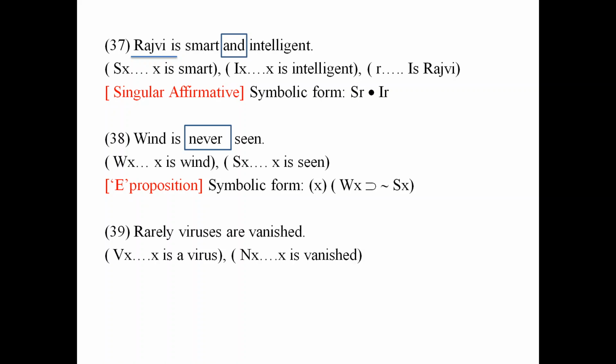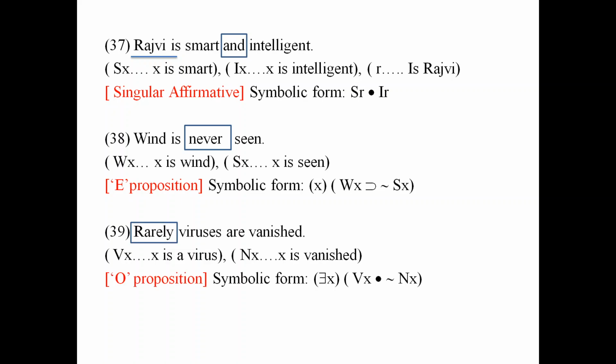39th, rarely viruses are vanished. Here rarely is the word, so it's with two classes, it's an O proposition. So symbolic form is existential quantifier phi x dot curl psi x. Phi you will replace by V for virus, and psi by vanished, but not to use V, it's given N capital, you replace it by N. So the written expression will be existential quantifier Vx dot curl Nx, and read as there is at least one x such that x is a virus but x is not vanished.